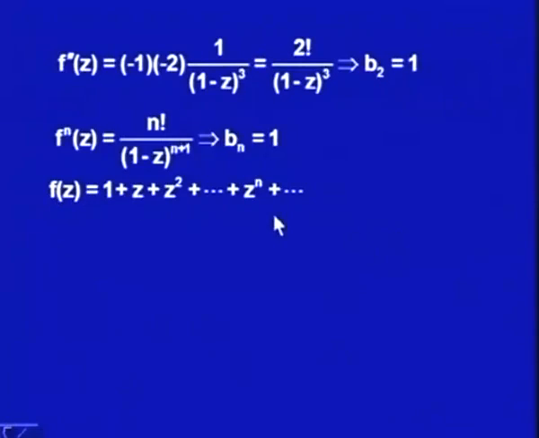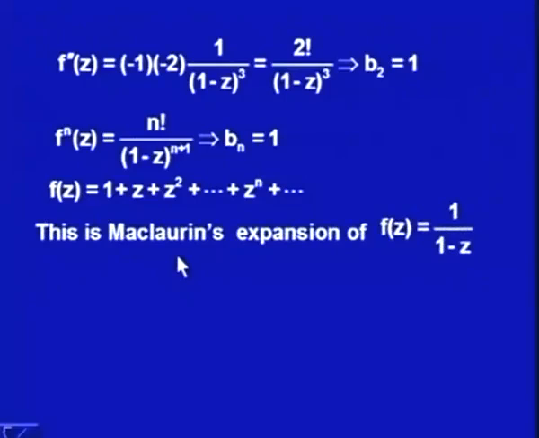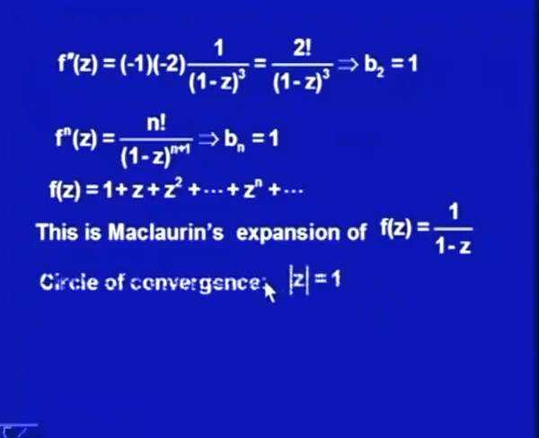So, this is the unique representation: it is 1 over 1 minus z and its power series, its Taylor series, is 1 plus z plus z square plus z raised to power n and so on. This series which we expand in powers of z, that means the center is 0, is called the Maclaurin expansion or Maclaurin series for the function f(z) equal to 1 over 1 minus z.